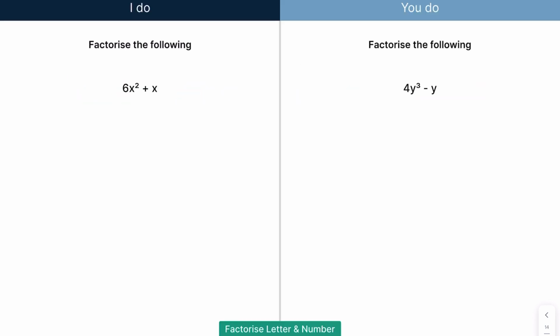Now moving on, so here we have letters and numbers. So what's common? Now with the numbers, we don't really have anything common, so we can just ignore that. With the letters, we do have an x and an x squared. We can take out an x, the smallest power can come out.